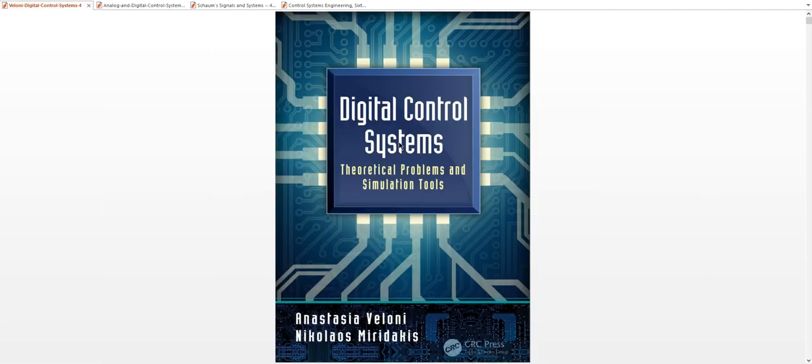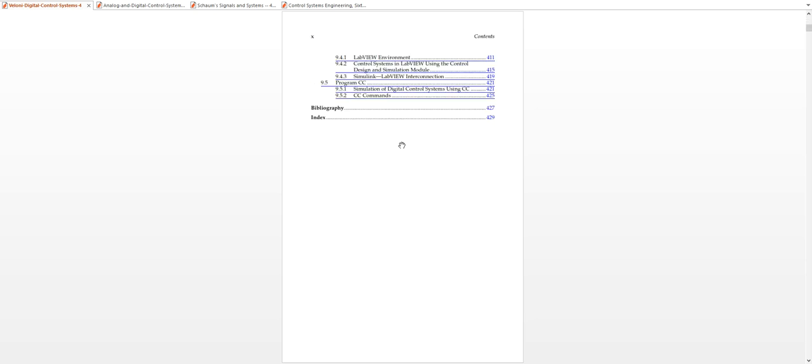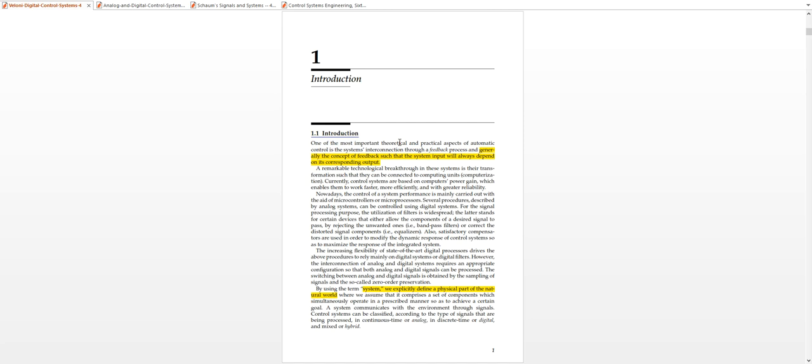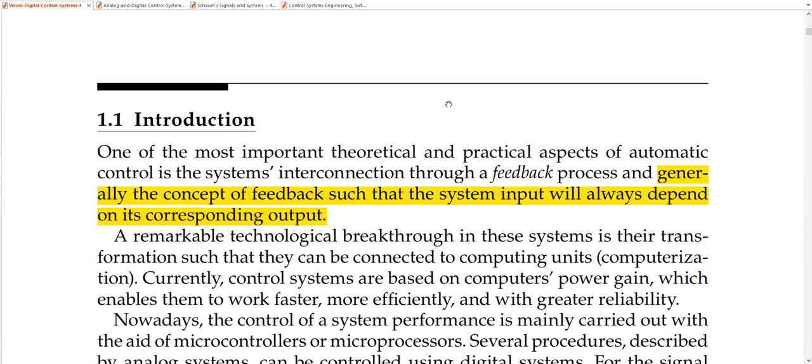In chapter 1 of this book, you can see there is a good discussion about digital control systems. If you are able to read this book, I'm sure you have observed that some of the terms here are highlighted. These are key or important terms that discuss parts of a control system.